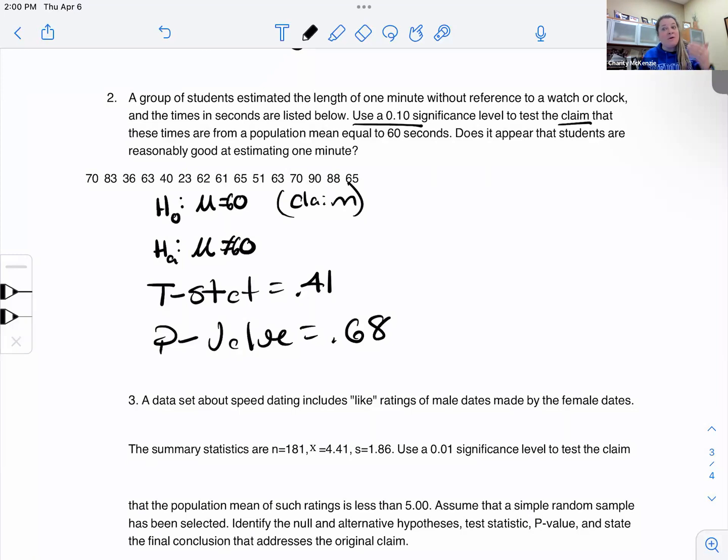So if it's low, the null must go. So if it's high, I don't have a rhyme. I think I heard one somewhere. I was trying to remember. If it's high, then we fail to reject the null. Okay.